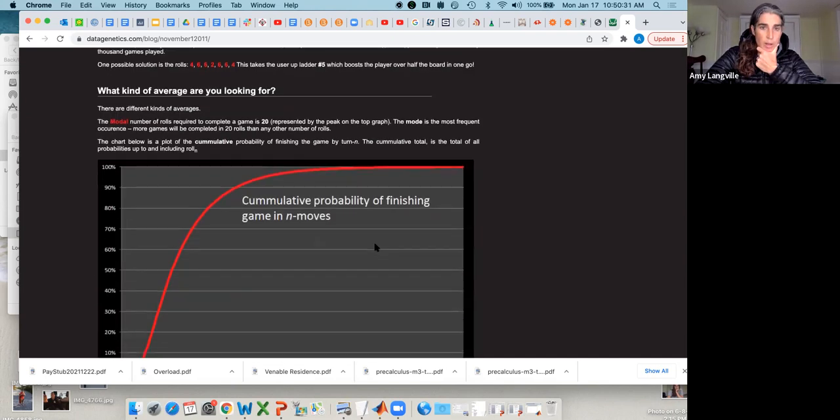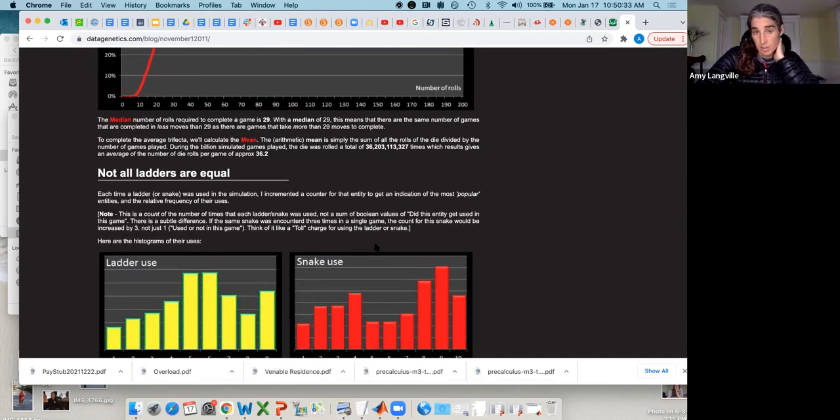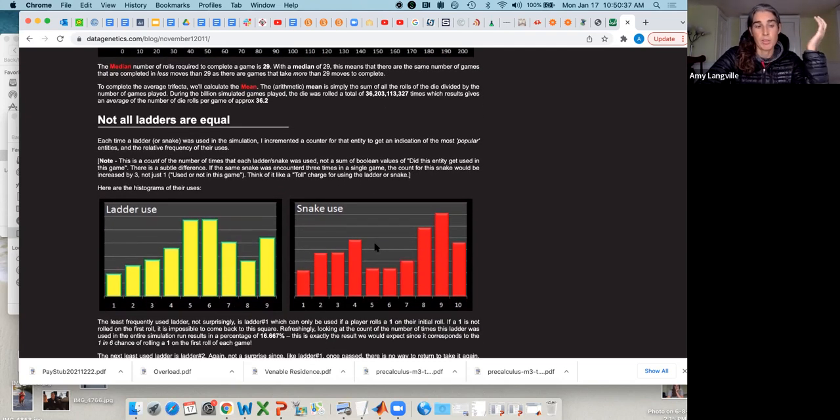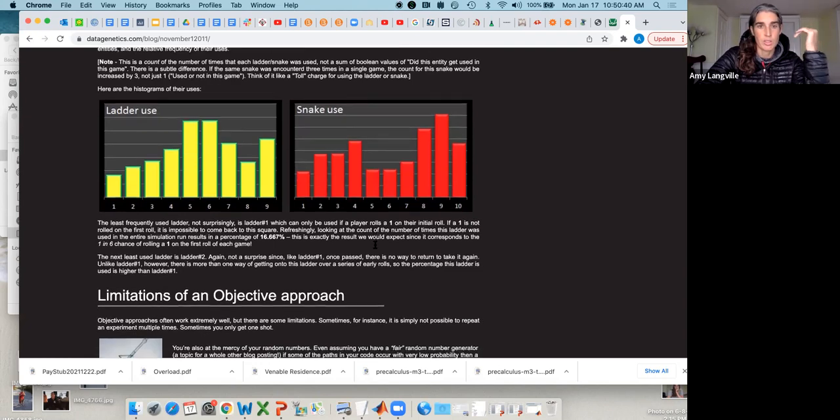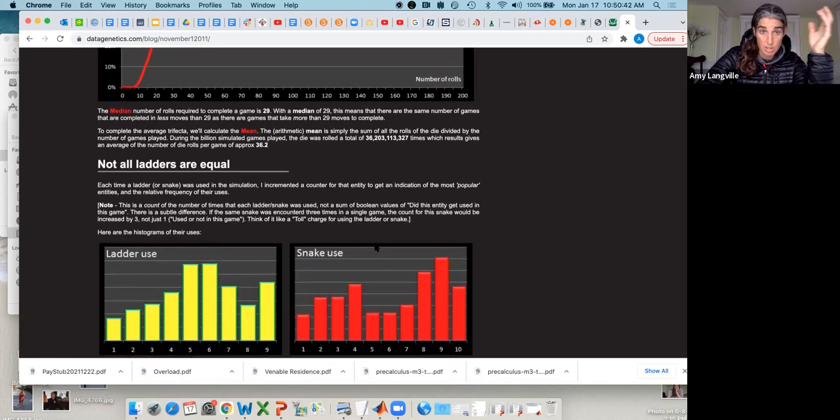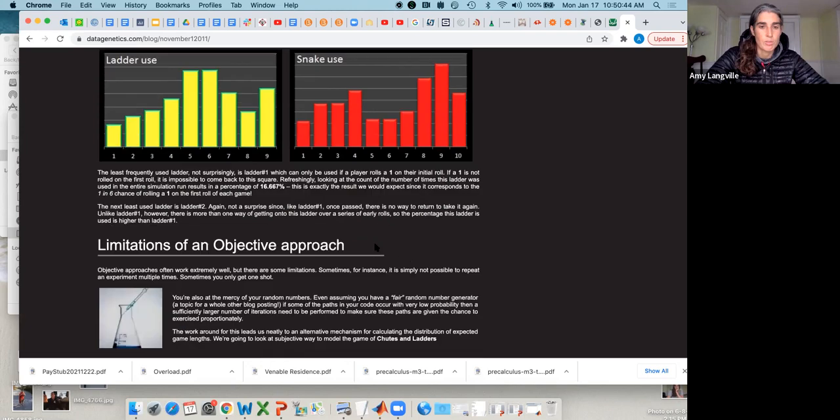And then we'll also talk about how long it takes on average to play the game. If there's a couple players, are we sitting there talking about hundreds of turns, thousands of turns till someone makes it to 100, because there's a chance you could keep following those chutes.